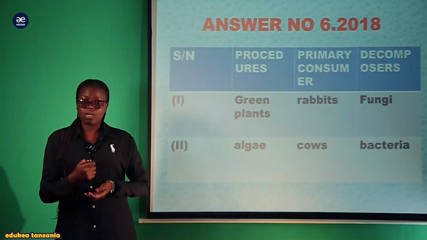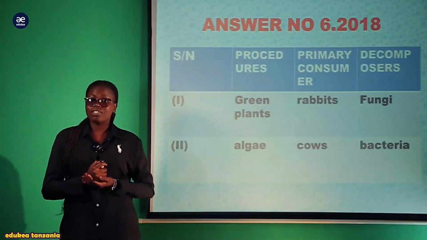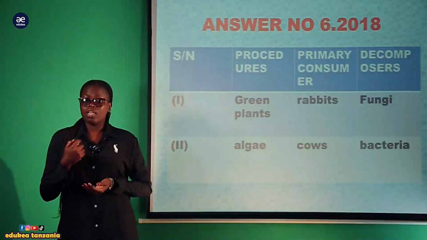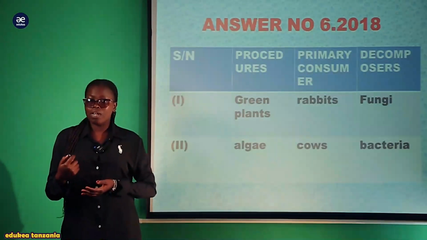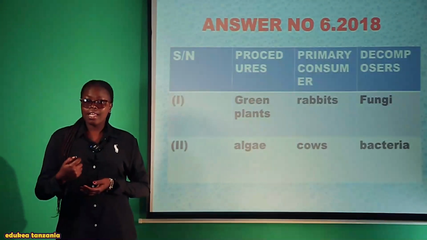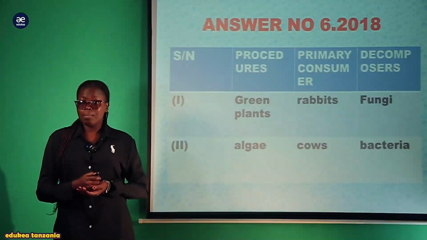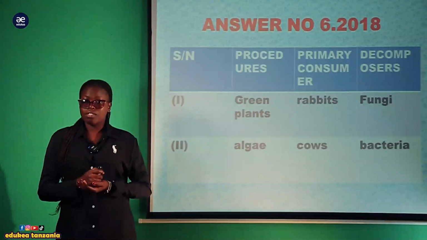Starting with producers. Producers are the organisms which are capable of manufacturing their own food, or we call them autotrophs. Examples are green plants and algae, which are capable of manufacturing their own food. For example, plants use the process of photosynthesis and some algae use chemosynthesis.